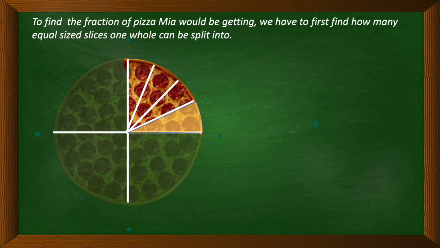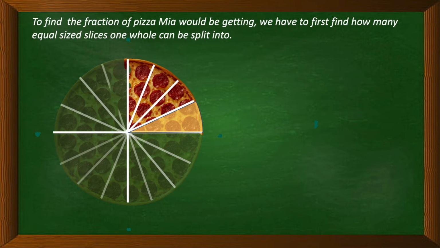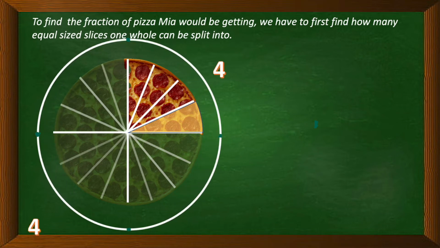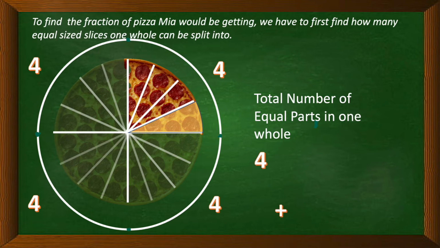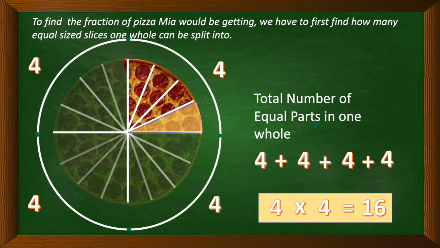To find the fraction of pizza Mia would be getting, we have to first find how many equal size slices one whole can be split into. In this case, each fourth can be split into 4 equal sized slices. So our total number of equal parts in one whole would be 4 plus 4 plus 4 plus 4. That is 4 times 4, which equals 16.